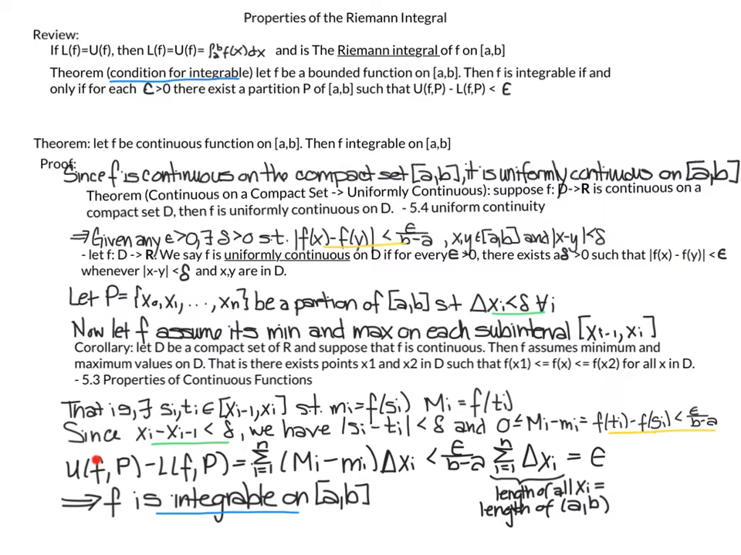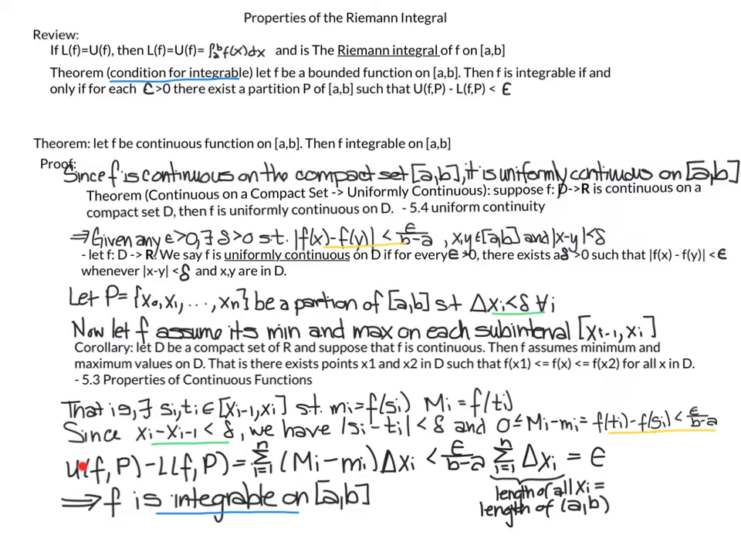And because we want to prove this is integrable, we're going to use this theorem here, the condition of integrability, which is the upper integral minus the lower integral is less than epsilon. So the upper integral minus the lower integral is less than the sum of the supremum minus the infimum times the length of the interval.